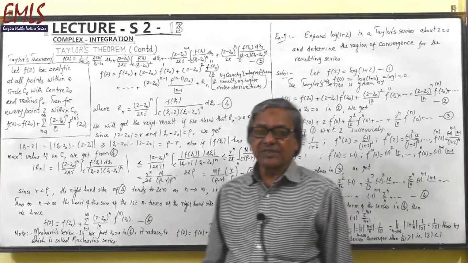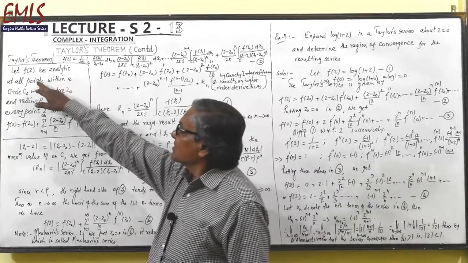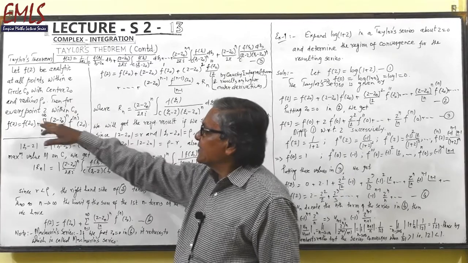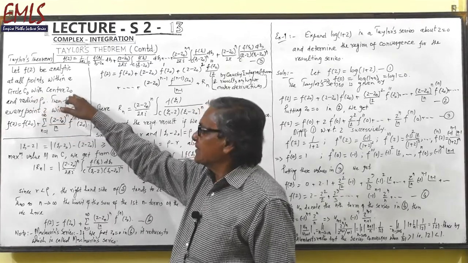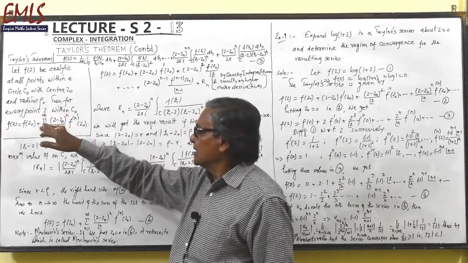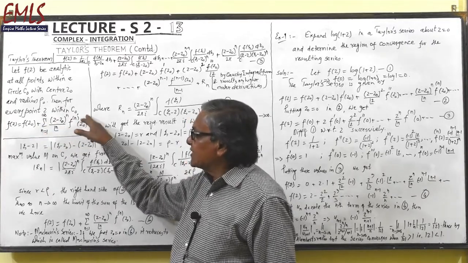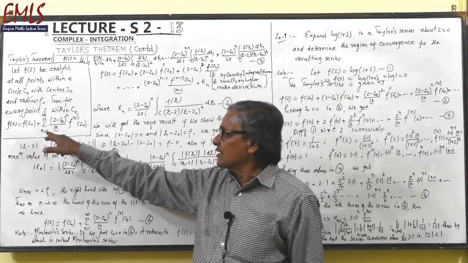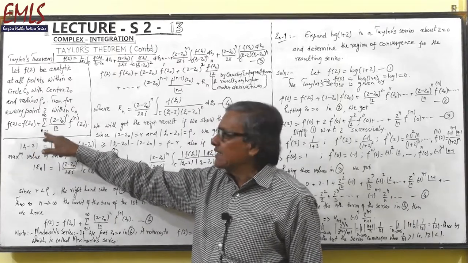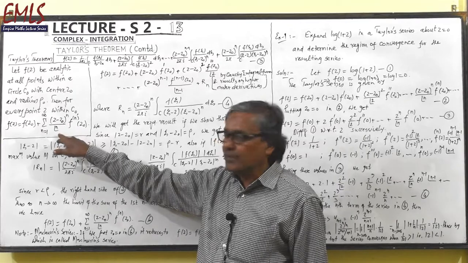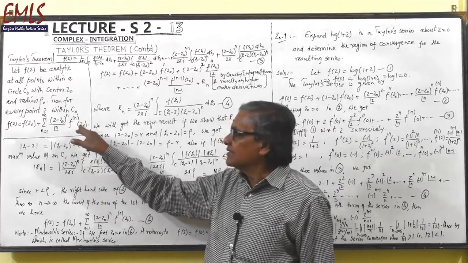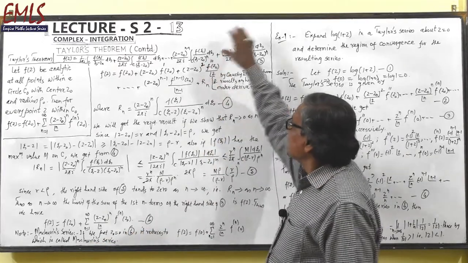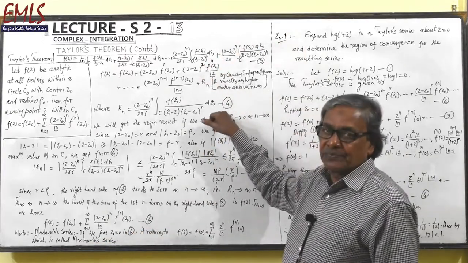We were continuing with Taylor's theorem. The statement of the theorem was: let f(z) be analytic at all points within a circle C0 with center z0 and radius rho0. Then for every point z within C0, f(z) is equal to f(z0) plus sigma n equal to 1 to infinity (z minus z0) to the power n by factorial n f^n(z0). This we have to establish. So far we have come up to equation number 4 in the last lecture.